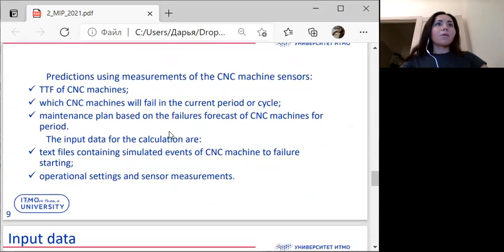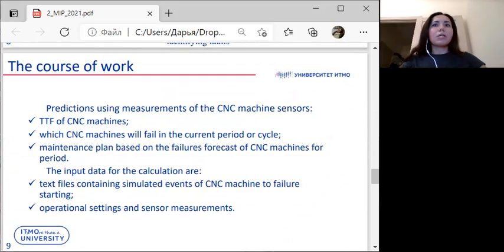So it's assumed that monitoring machine tool health and the computer numerical control with a sensor and telemetry data facilitates this type of maintenance by predicting time to failure or remaining useful life of equipment in service. During work, it was tried to give the following prediction using measurements of the CNC machine sensor. CNC means computer numerical control.